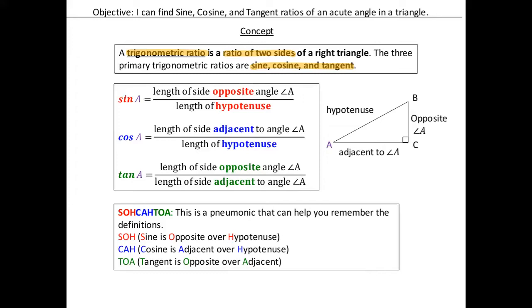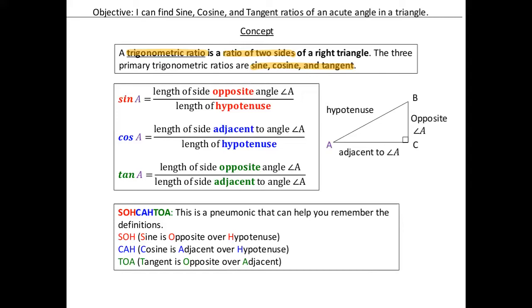There are more, but when you get to pre-calculus or calculus, if you get to those classes, you'll learn about secant, cosecant, and cotangent. But for now, for Math 3, we're only looking at sine, cosine, and tangent.